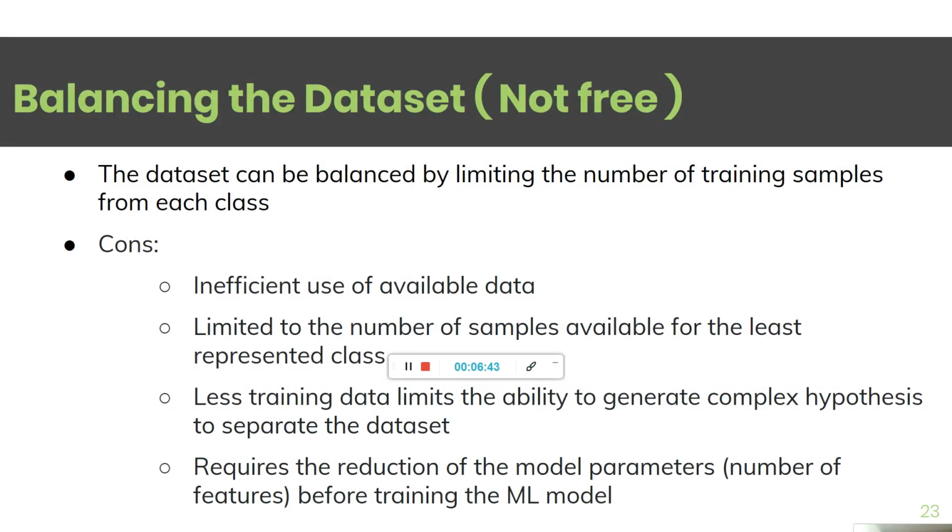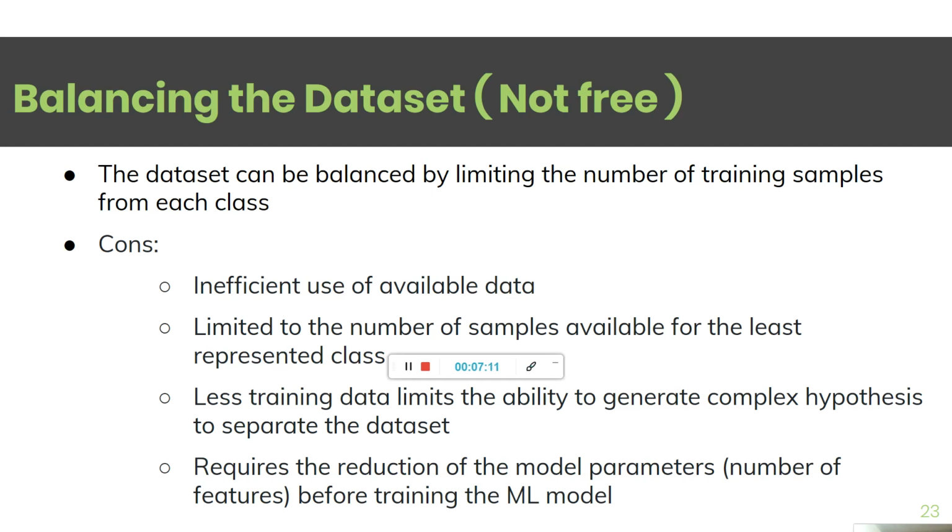So there are ways to balance the dataset. The most traditional way is to limit the number of flows that you use from each class in your dataset to the minimum number of flows in the least represented class. However, this results in inefficient use of the data available.